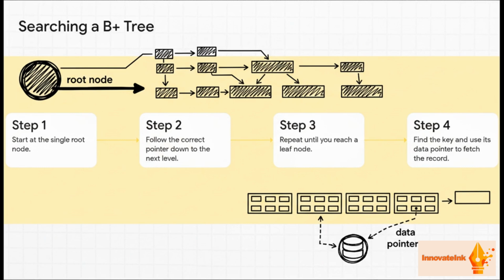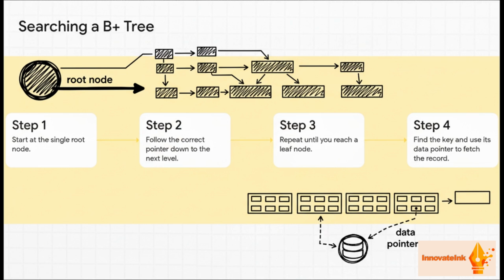So how does a search actually work? It's way simpler than you might think. You start at the very top, at the single root node. Based on what you're looking for, you follow one pointer down to the next level. You keep doing that until you hit a leaf node at the bottom. There, you find your key, grab its data pointer, and make one final trip to the disk to get the actual record. For a database with billions of rows, this whole thing often takes just 3 or 4 disk reads.